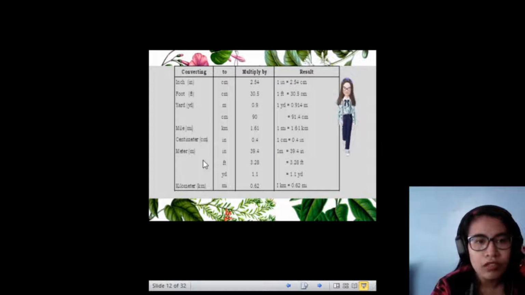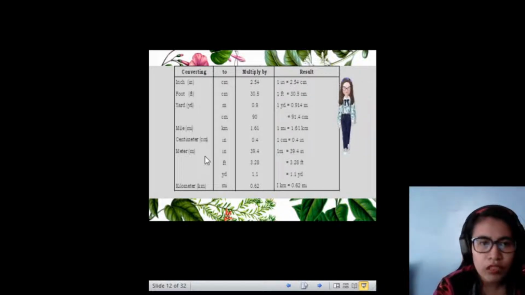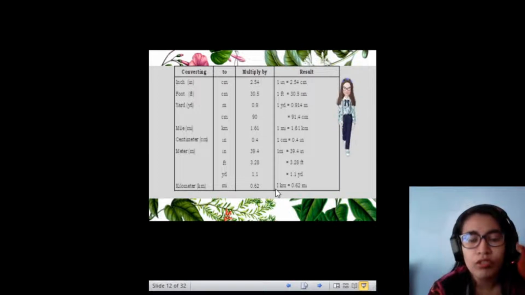And then the meter can be converted into inch, feet, yard. So let us start with inch. 1 meter is equal to 39.4 inch. 1 meter is equal to 3.28 feet. 1 meter is equal to 1.1 yard. And for the kilometer to miles, 1 kilometer is equal to 0.62 miles. So those are the things you need to remember when converting those units from each other.